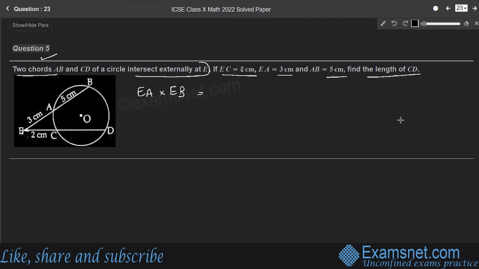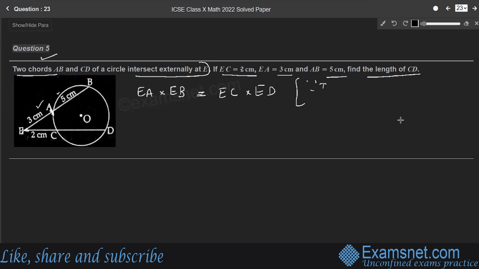So the product of the lengths of their segments, right? The segments of chord AB extended up to E are EA and EB. Their products are equal. So the other product is EC into ED.